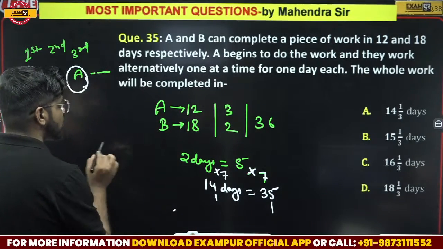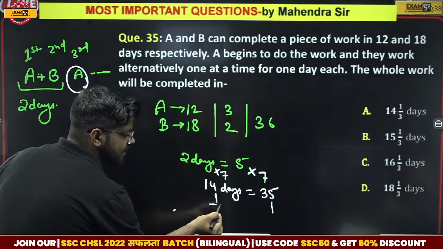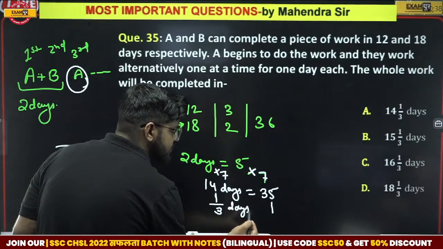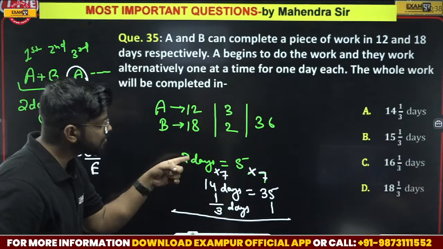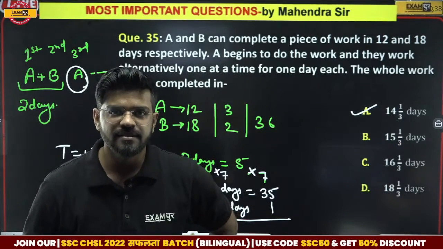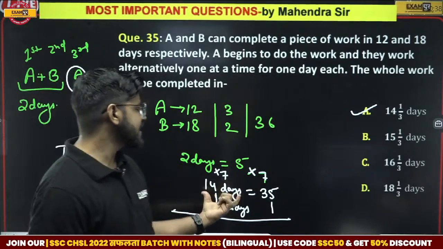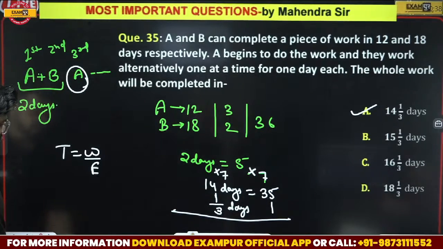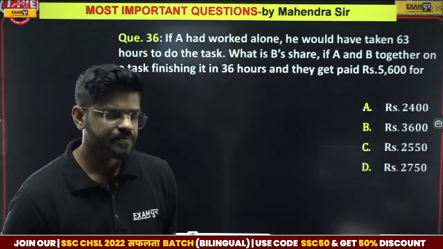A can eat this chocolate in how many days? Time is work upon efficiency. Work is 1 chocolate divided by efficiency, so in 1/3 days he can eat it. Overall, 36 chocolates are eaten by both of them in 14 1/3 days. That means option A is the right answer. Yes, Shivam, absolutely correct. Also, we can directly say that, because we only have one option with 14 there. Clear to everyone? Super.